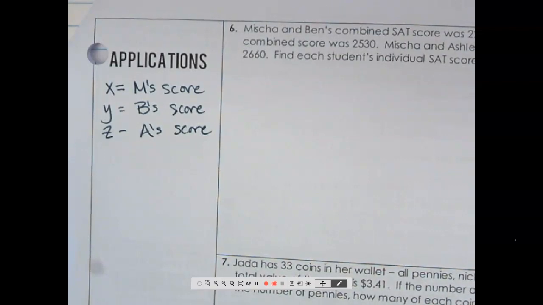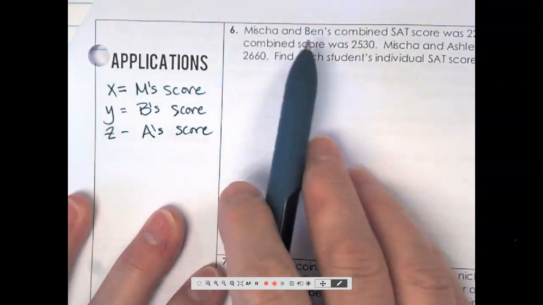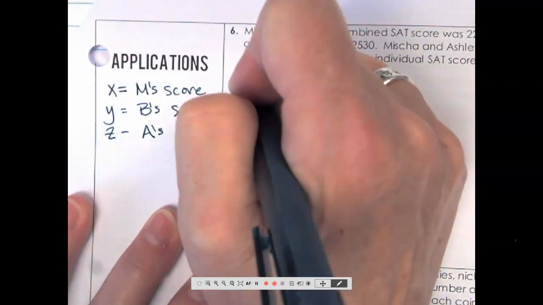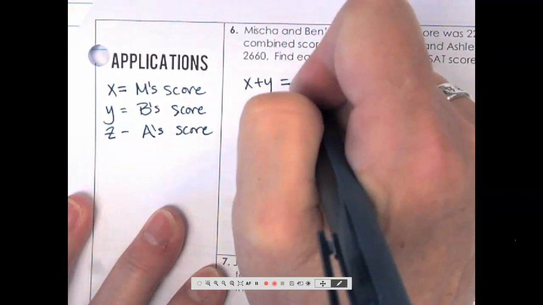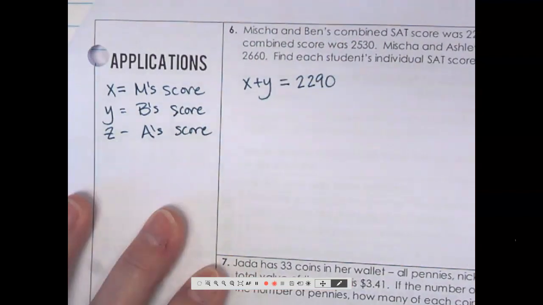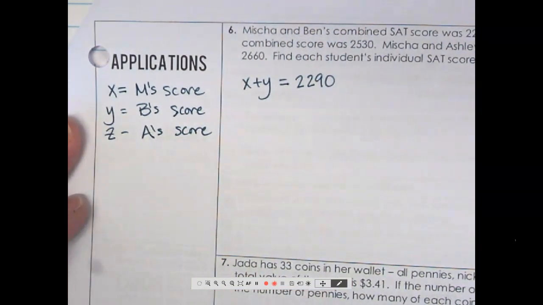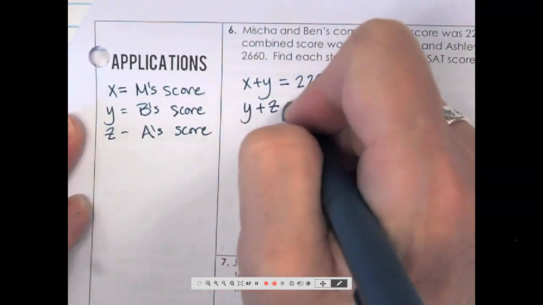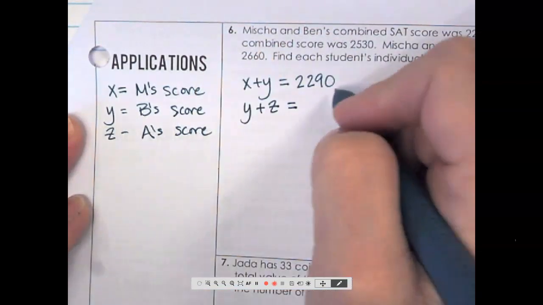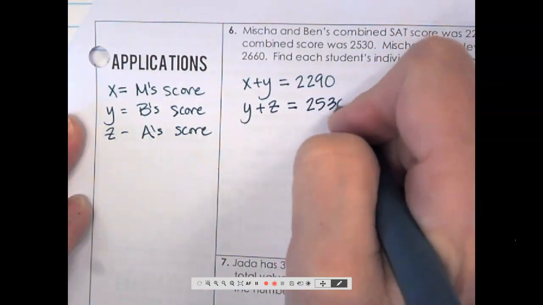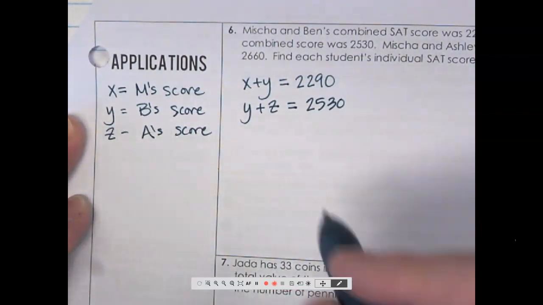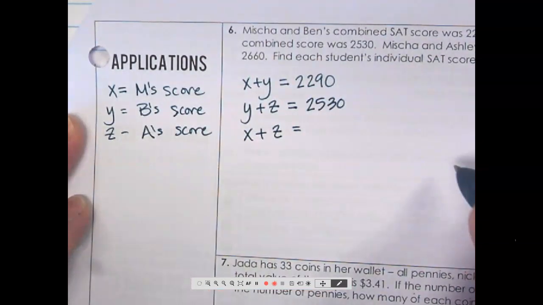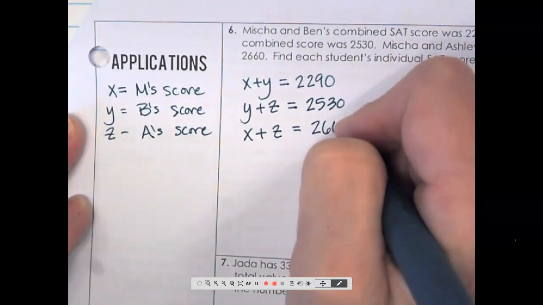Okay, so let's set up some equations here. Misha and Ben's combined score was 2290. X plus Y is 2290. Ben and Ashley's combined score, so that's Y plus Z, was 2530. Misha and Ashley's, so X plus Z, was 2660.